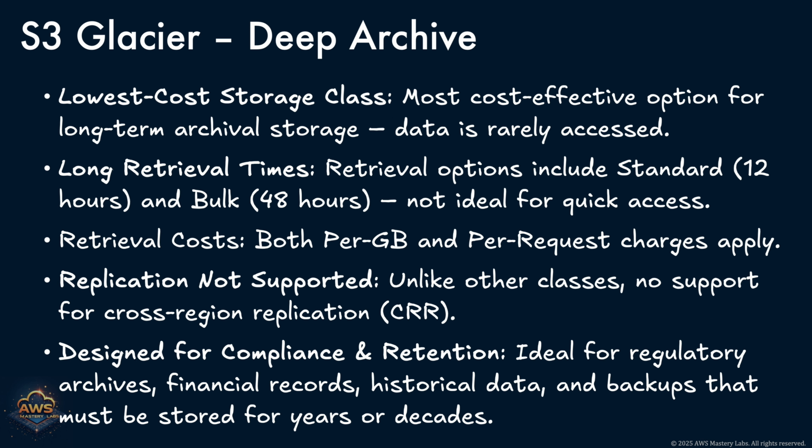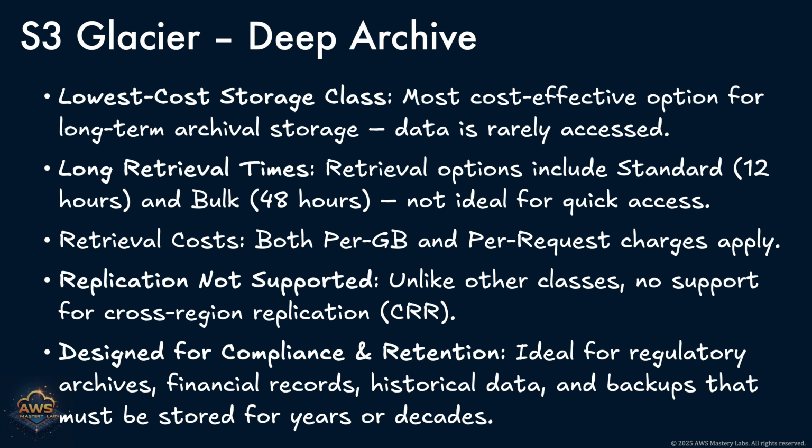Amazon S3 Glacier Deep Archive is the lowest cost storage class offered by AWS, specifically designed for long-term data archiving, where access is extremely rare and retrieval speed is not a priority. It is the ideal solution for storing information that must be retained for years or even decades, while keeping storage expenses at a minimum. This storage class is best suited for use cases such as regulatory archives, financial records, historical datasets, and backup data that organizations are required to preserve for compliance or business continuity. Because the data is seldom accessed, Glacier Deep Archive is optimized for durability and cost efficiency rather than performance.